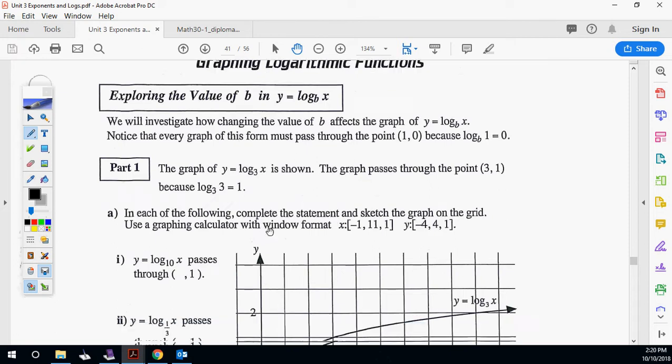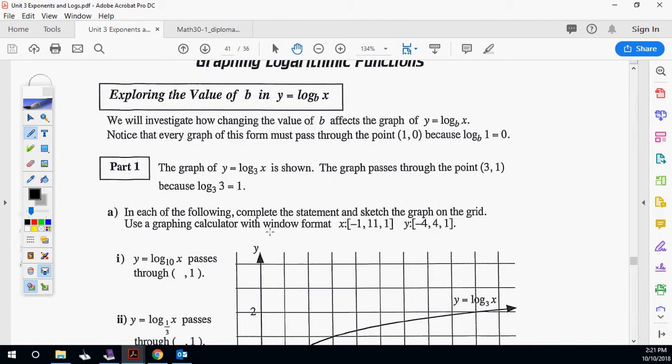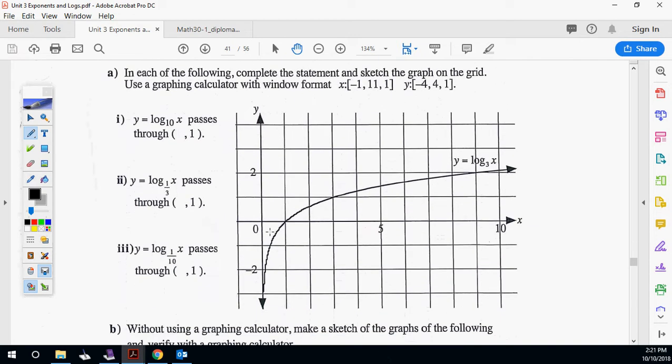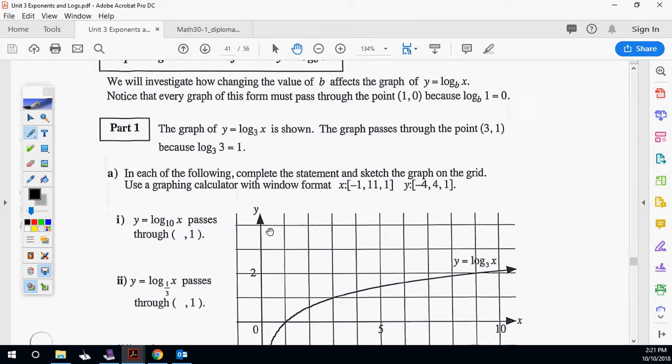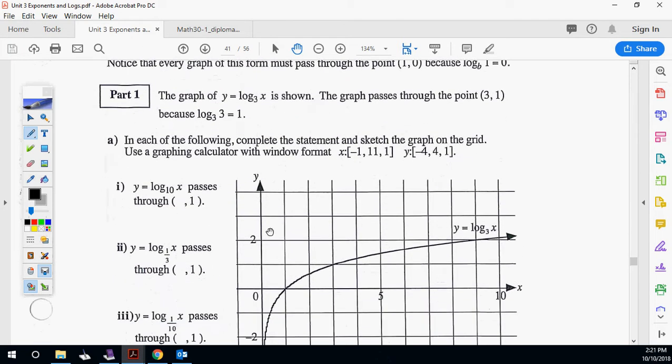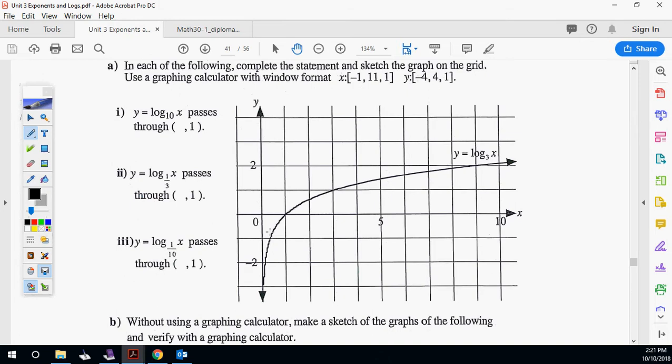But anyway, we'll investigate y equals log base b of x in terms of what it looks like when you graph it. So in each of the following, complete the statement and sketch the graph in the grid with the format. So we're going to skip that part for now because it's already here for us. This right here is y equals log 3 of x.